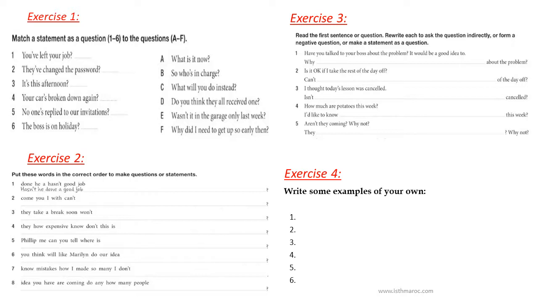Exercise 4: try to write some examples of your own about indirect questions. You're required to write some examples and practice on your own. If you master this type of question and have full control and knowledge of it, you will be speaking fluent English and you will have no problem.